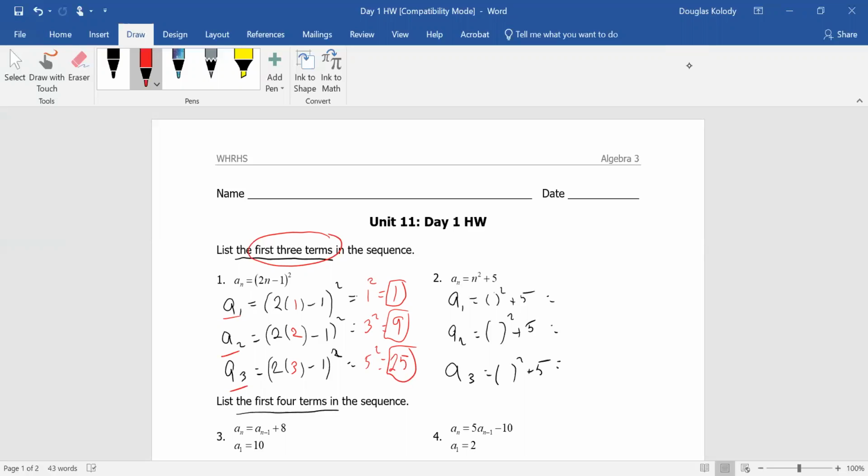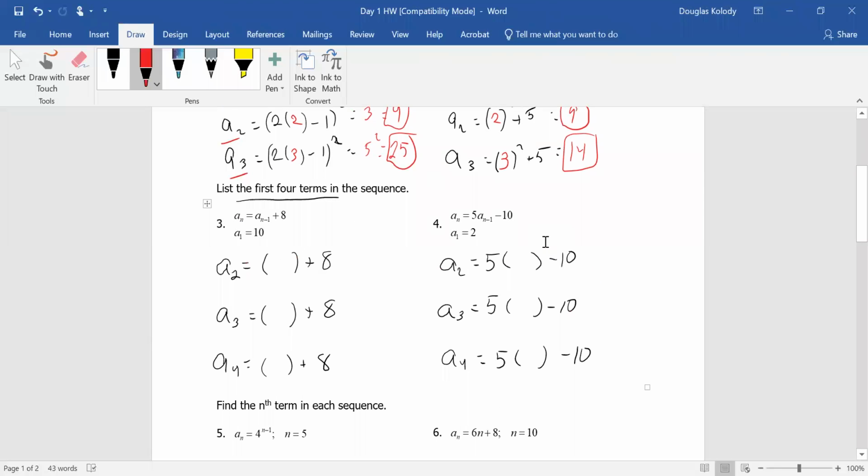For number 2, you plug in 1 for the first term, 2 for the second term, 3 for the third term, and just solve. 1 squared is 1, 1 plus 5 is 6. 2 squared is 4, 4 plus 5 is 9. 3 squared is 9, 9 plus 5 is 14. Done with numbers 1 and 2. Moving right along. Let's get to numbers 3 and 4.